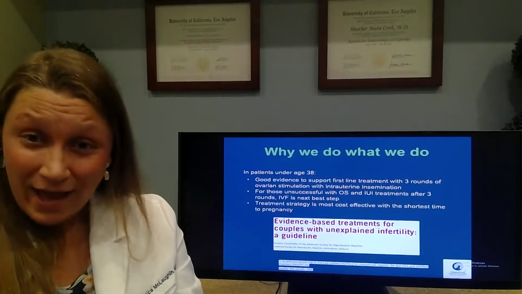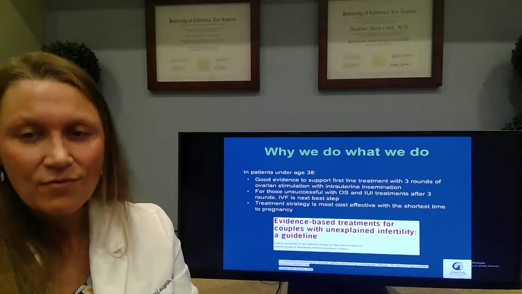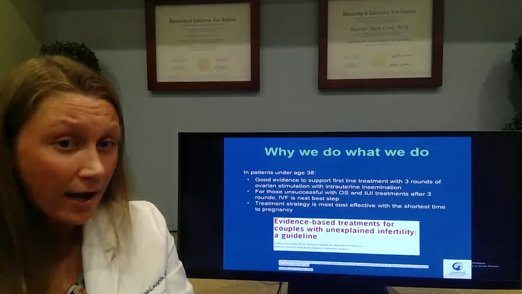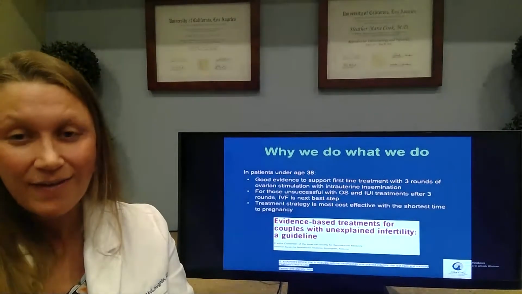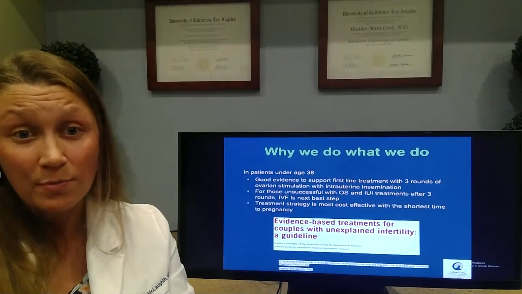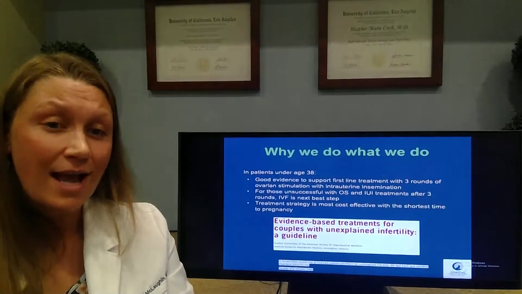And then after that, if we're not successful, hopefully we are. We always want you to conceive with simple things. But if we're not, we have good evidence that the most cost-effective and fastest time to pregnancy after that would be to consider more aggressive things like in vitro fertilization as the next best step.